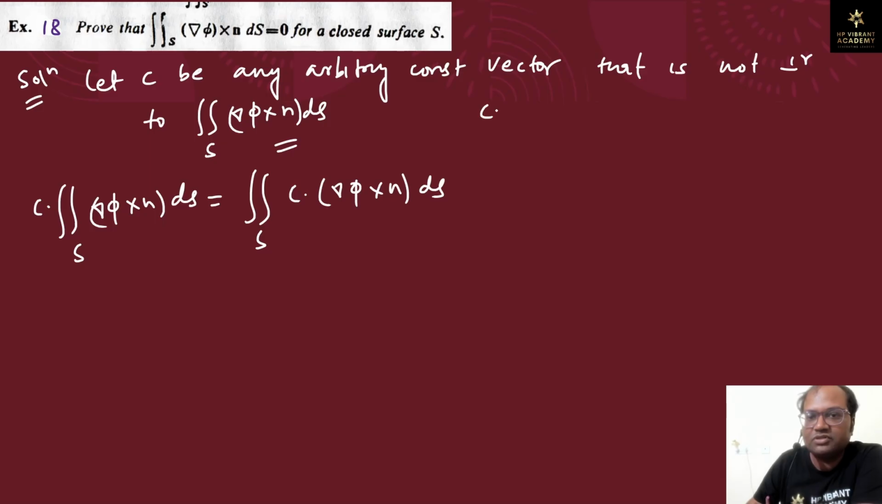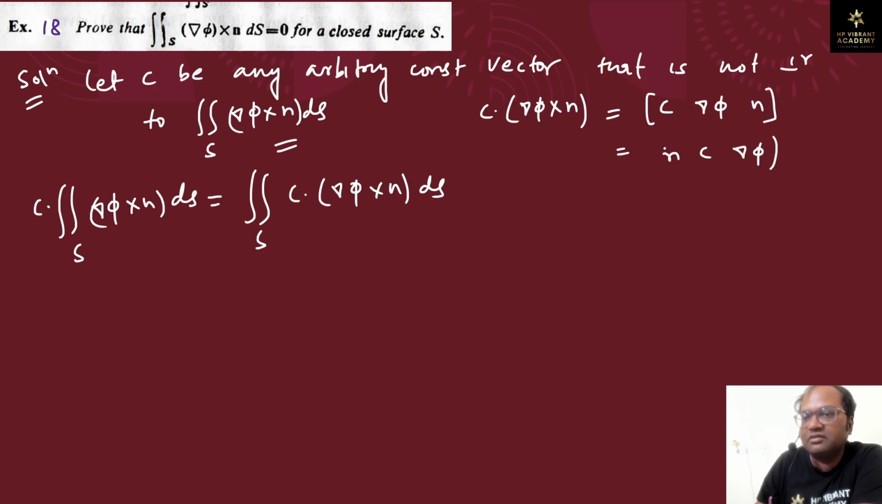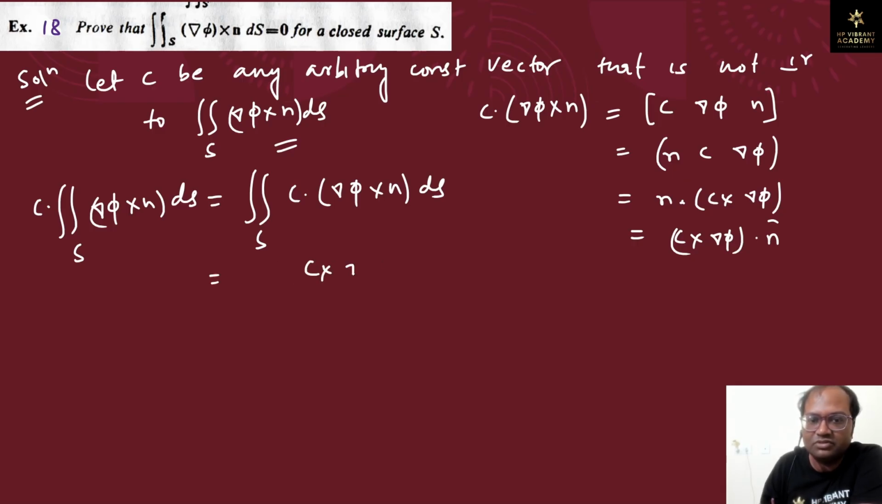So this C dot del phi cross N is nothing but a scalar triple product, that is, C, del phi and N. So we can write this as N, C and del phi. So this is equal to N dot C cross del phi. Since the order in case of dot product is immaterial, this is nothing but C cross del phi dot N. So this is equal to the surface integral of C cross del phi dot N dS.